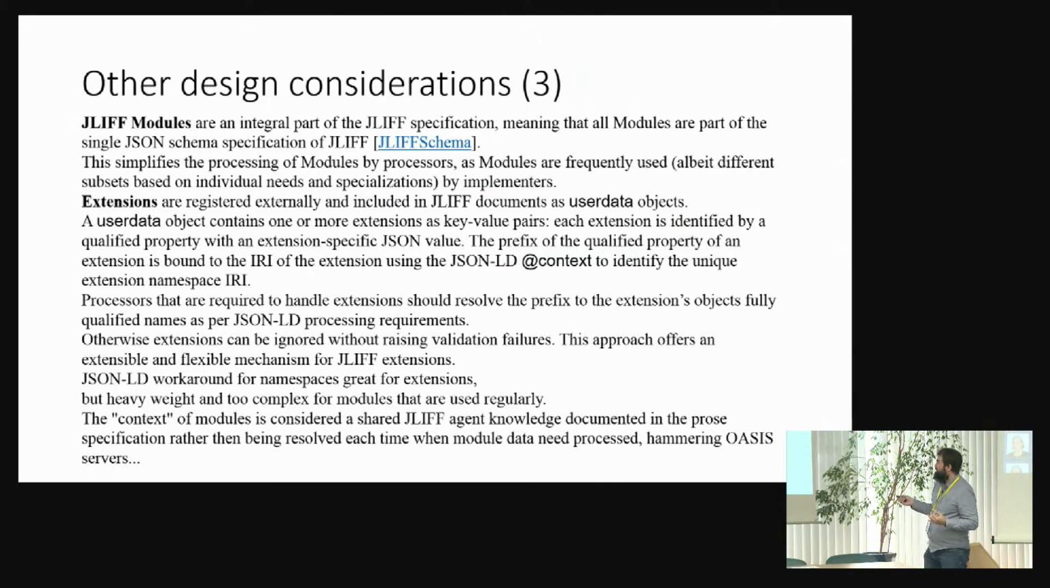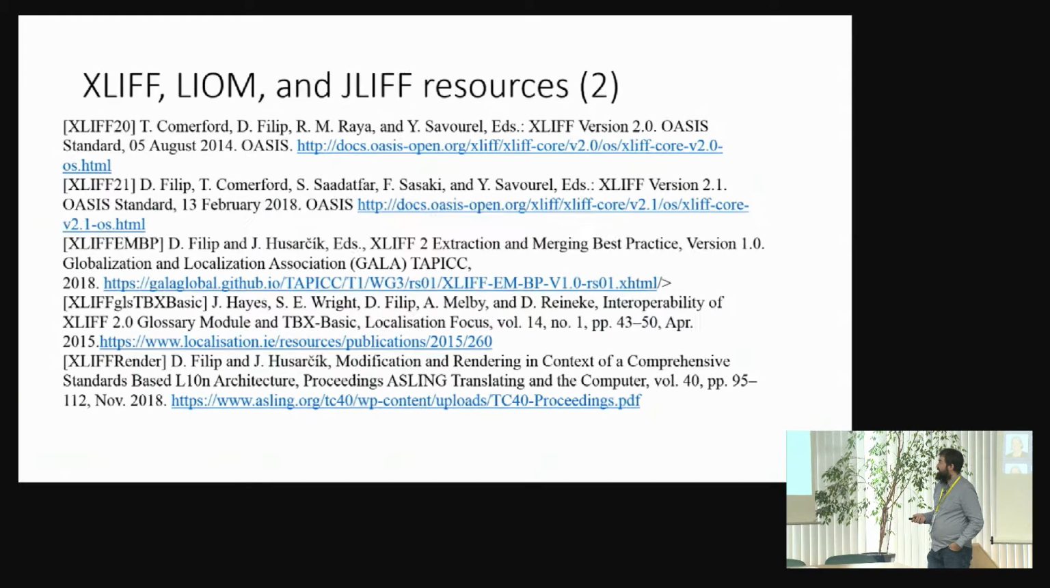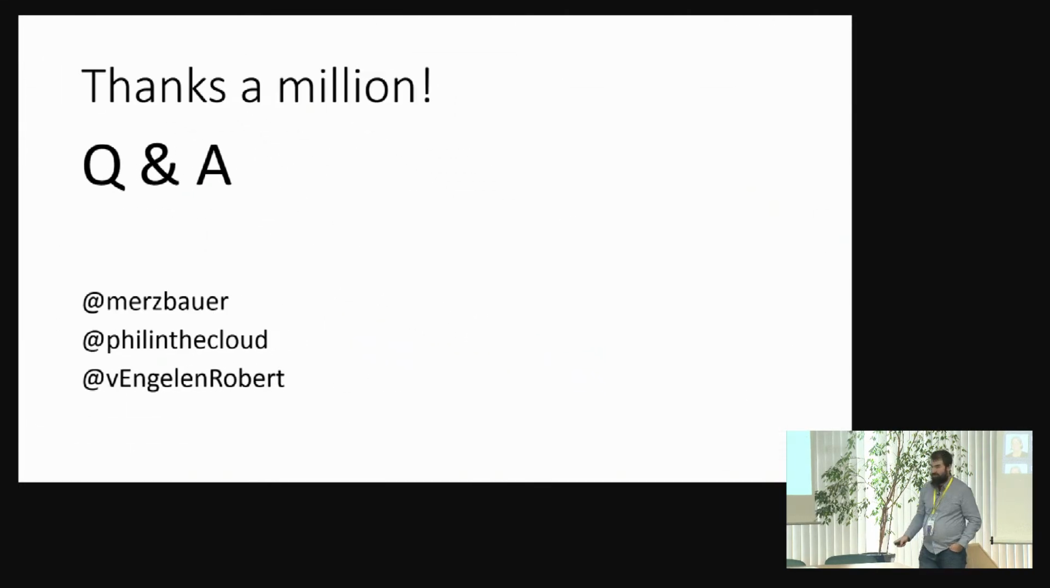I already explained that we are using the JSON-LD method for fully qualified names to represent extension namespaces, but we are not using it for modules. For modules, we are using an underscore prefix, and the modules are used too much to have the overhead of the JSON-LD processing. So there are some XLIFF, LIOM, and JLIFF resources. All of them are also in the paper, in the proceedings. And that's it. Questions?